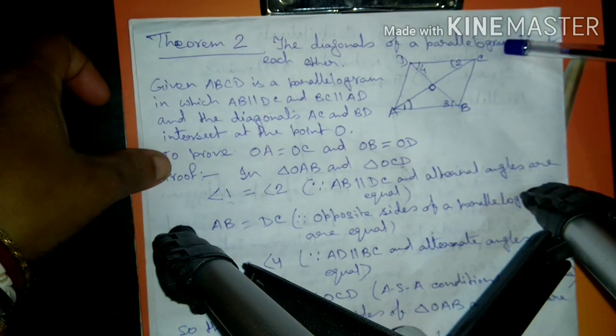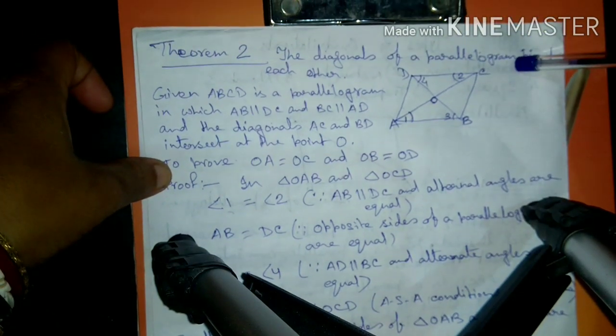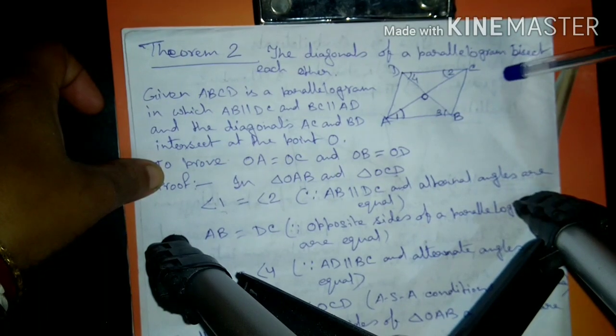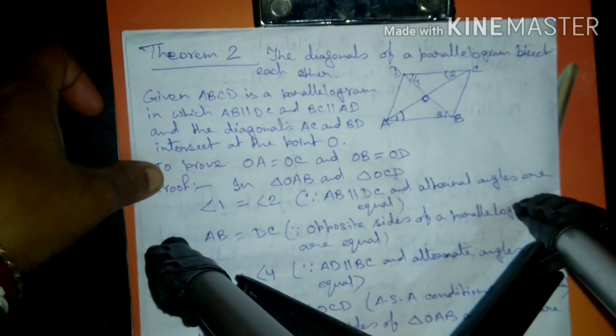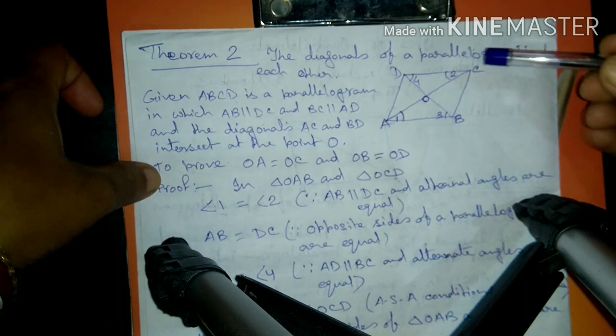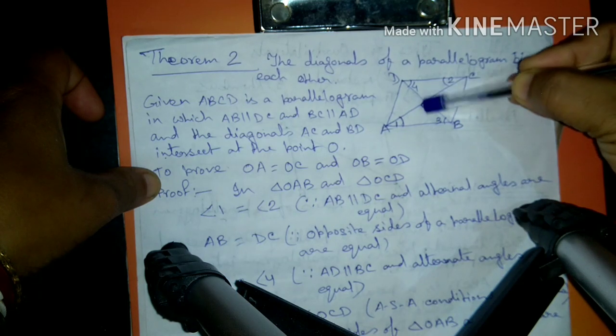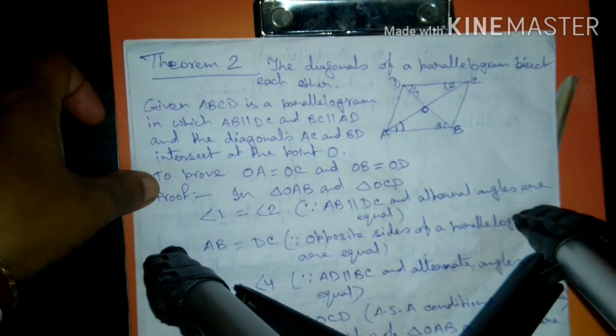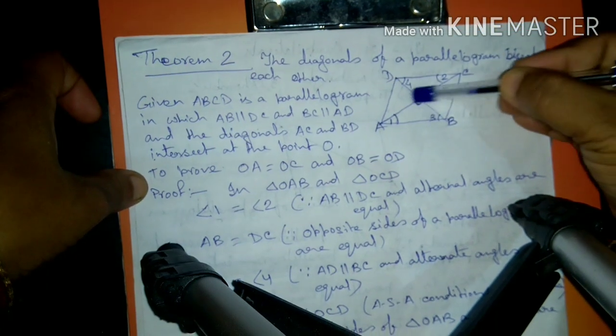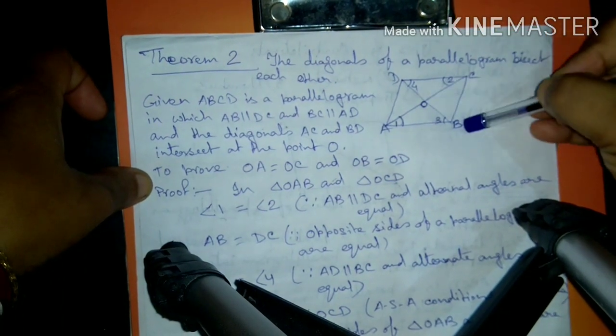So what we will do? Parallelogram already is there. That means AB is parallel to DC and BC is parallel to AD. That already we know. Yes or no? And when we join these two diagonals, they intersect each other at O. Okay, at the point O they are intersecting.